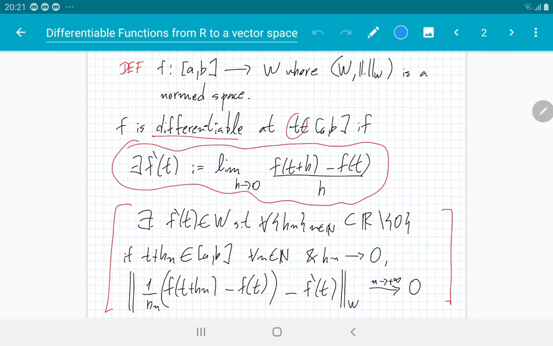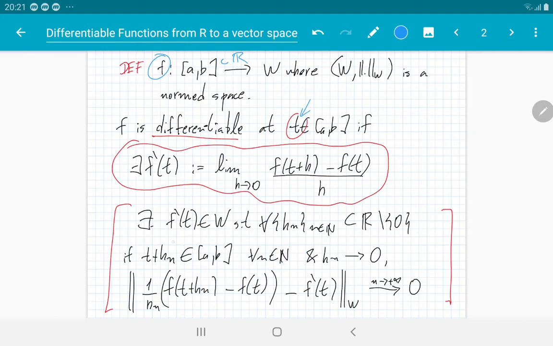Okay, so what's the definition? Here we have a function f from an interval of the real line to a vector space W that has a norm. We're going to say that f is differentiable at t if there exists this limit, called f prime of t. It's just the limit as you take the difference of f of t plus h and f of t, divide by h and send h to 0.